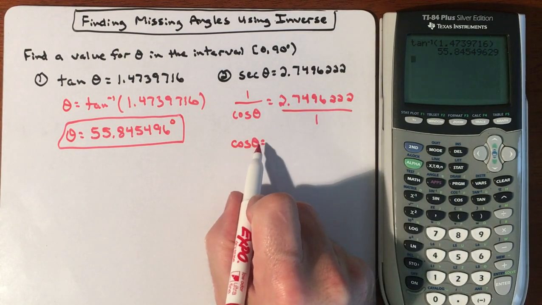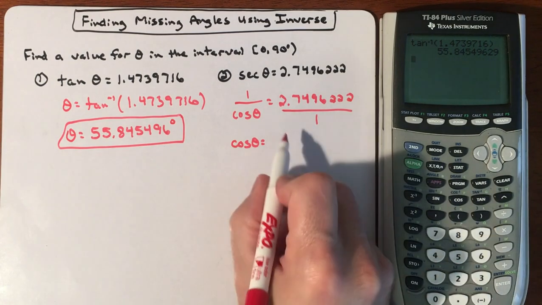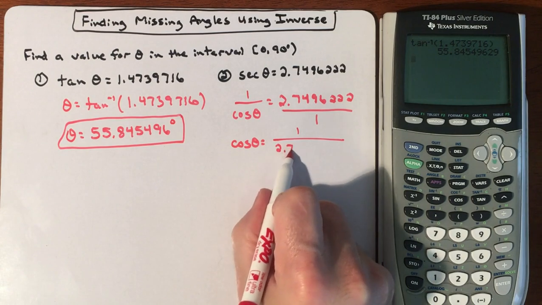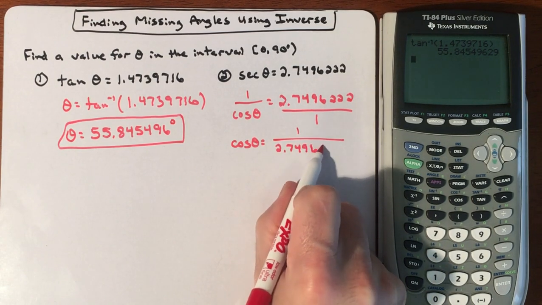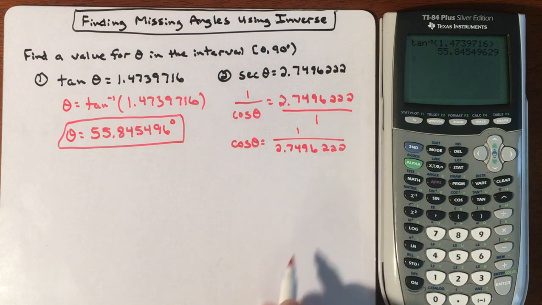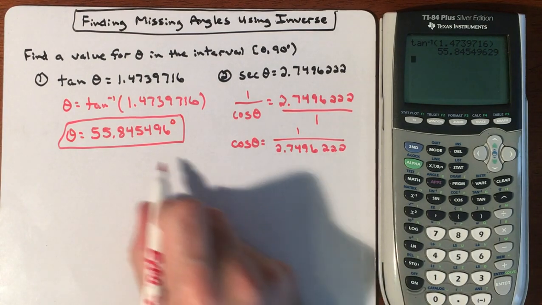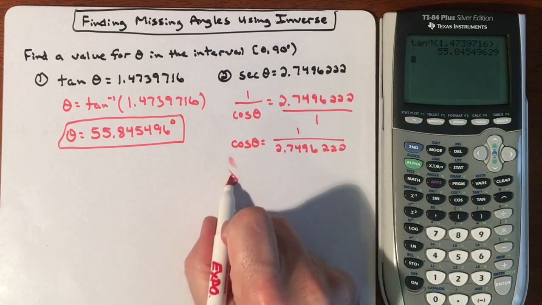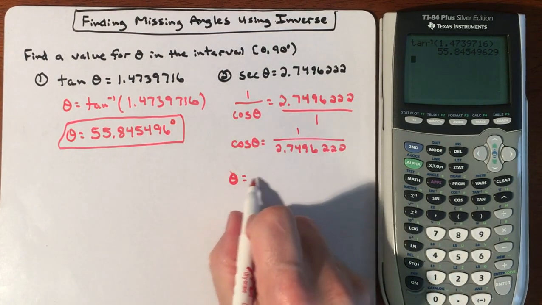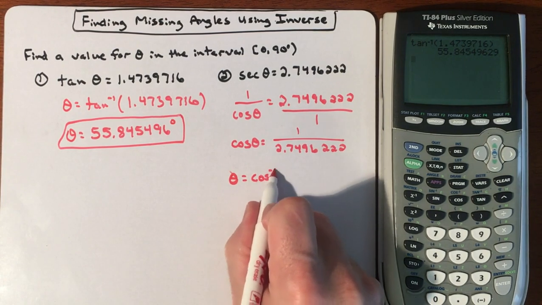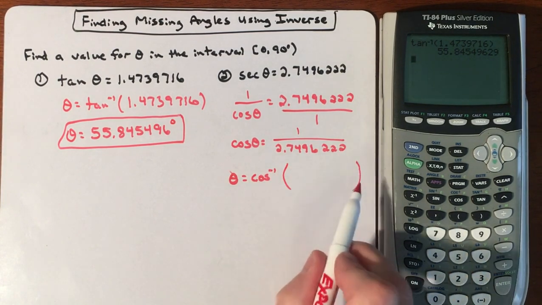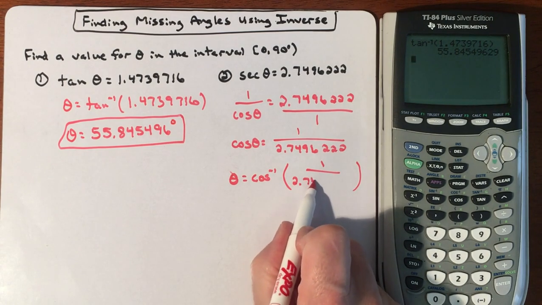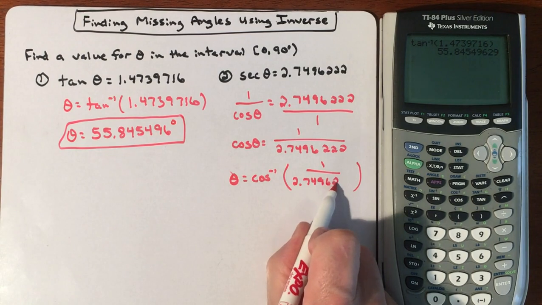So cosine of theta, which is something we're going to be able to do on the calculator, is going to be 1 over our 2.7496222. And then inverse cosine, just like over here, will solve this for us. So theta is going to equal the inverse cosine of that fraction. And then we just type it in the calculator. 2.7496222.